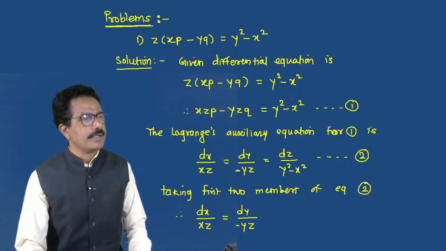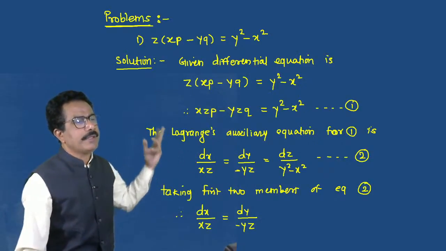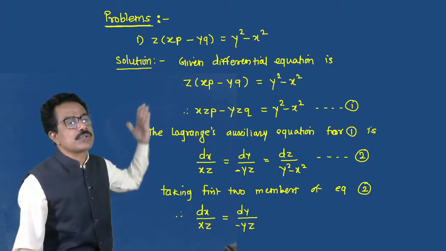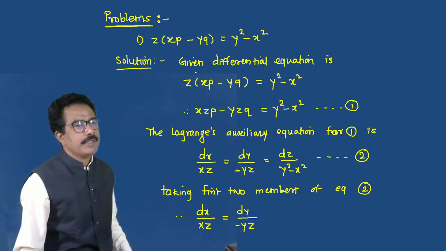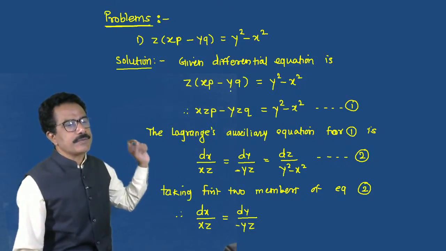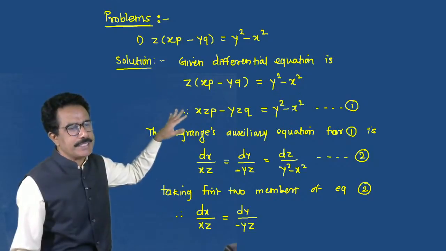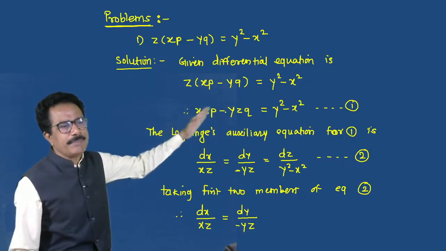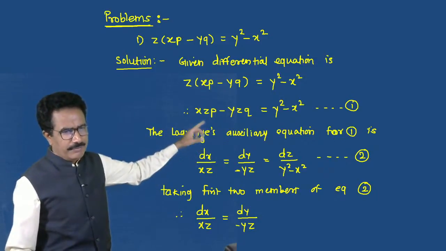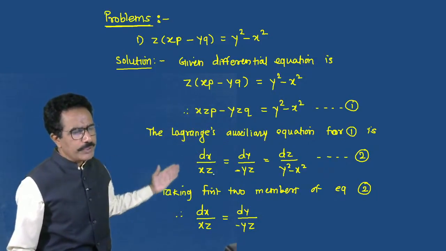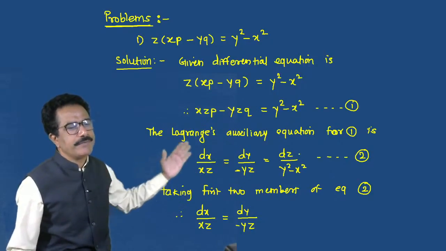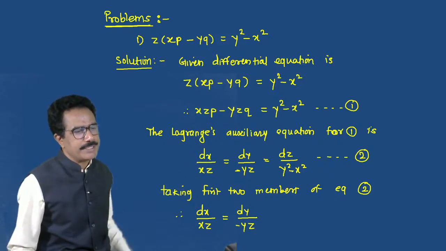Okay. Now we shall discuss the next problem. z into xp minus yq is equal to y square minus x square. So the given differential equation is z into xp minus yq is equal to y square minus x square. Now we multiply by z, then we write the auxiliary equation: dx divided by xz is equal to dy divided by minus yz, which is equal to dz divided by y square minus x square.